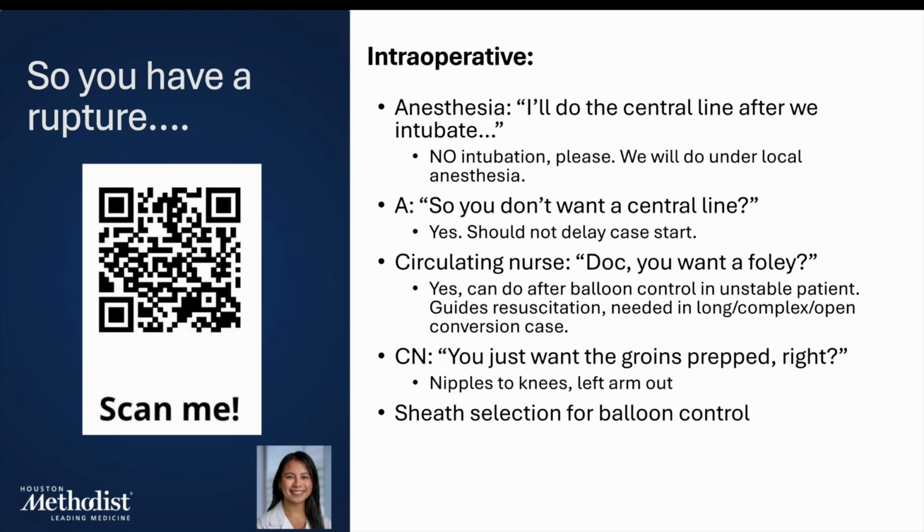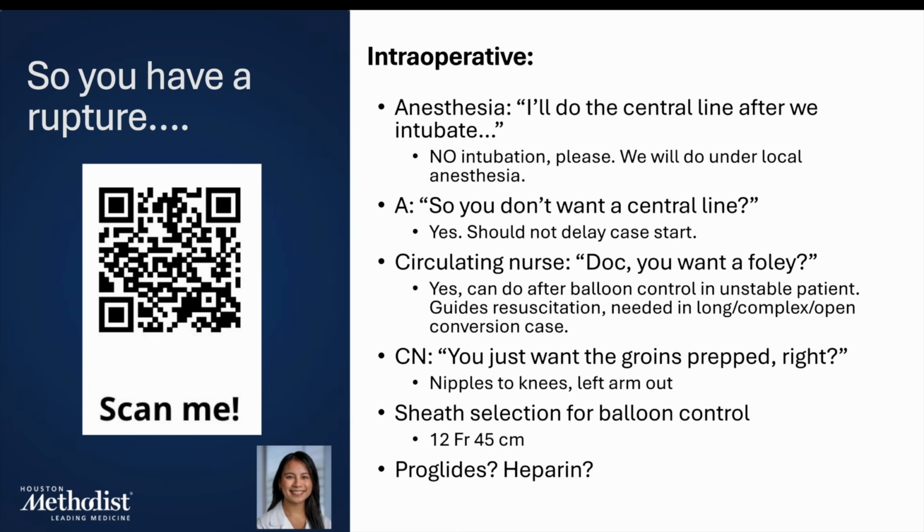Alright, so sheath selection for balloon control. This is something good to know as things are getting thrown onto the table emergently. So the book answer is a 14 French 45 centimeter. However, we generally use a 12 French. You can get away with it. And some of the Gore balloons are even lower profile at 10 French. So something to keep in mind.